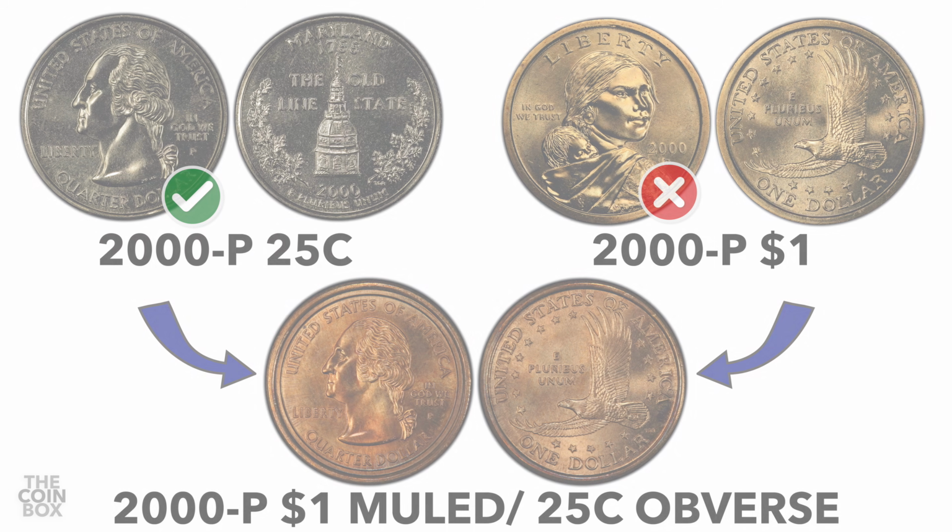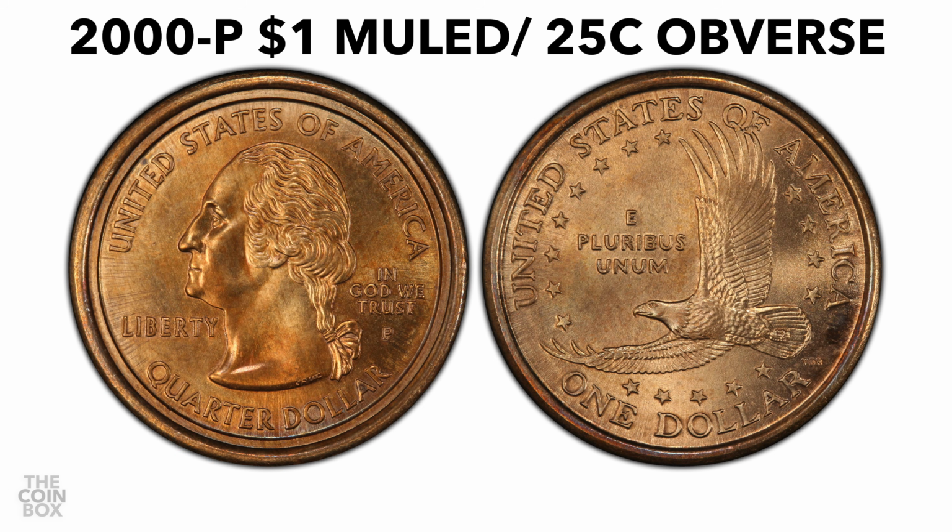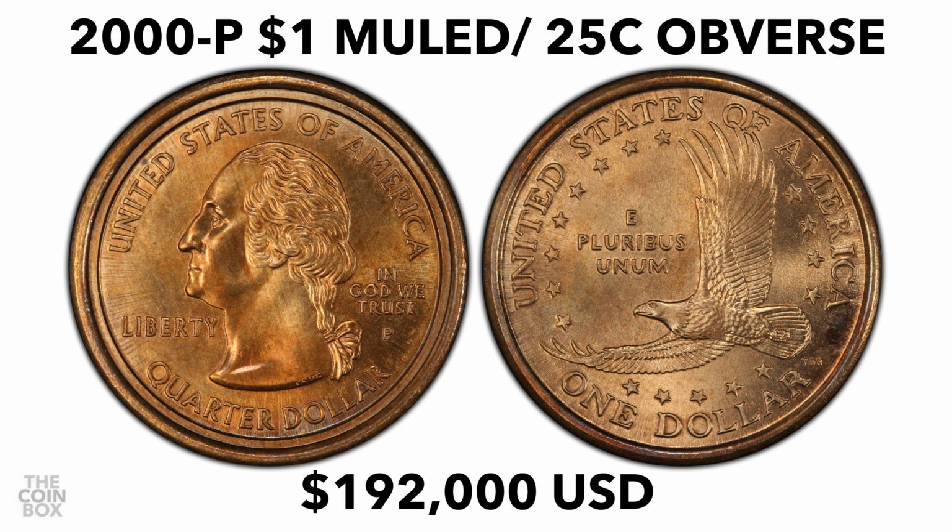This mule is interesting because it has two denominations on one coin. It's officially a $1 coin and not a quarter because it was struck on a $1 planchet. I believe the auction record for this mule is $192,000, with a few others selling for between $50,000 and $100,000.